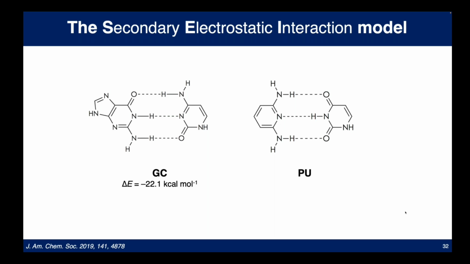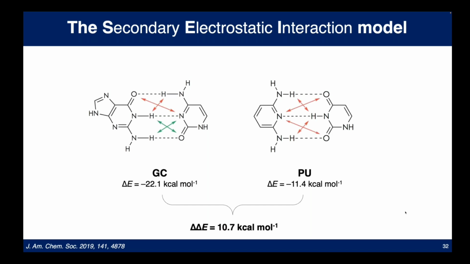Here I will show you the reasoning behind the secondary electrostatic interaction model. You have GC with an energy of -22.1 kcal per mole. These are the data from the paper by Jorgensen, and AU has an energy of -11.4. What they said is that this difference comes from the diagonal terms. If you take all hydrogen bonds as the same, you have repulsive diagonal terms here, attractive diagonal terms there, and this one only has repulsive diagonal terms.